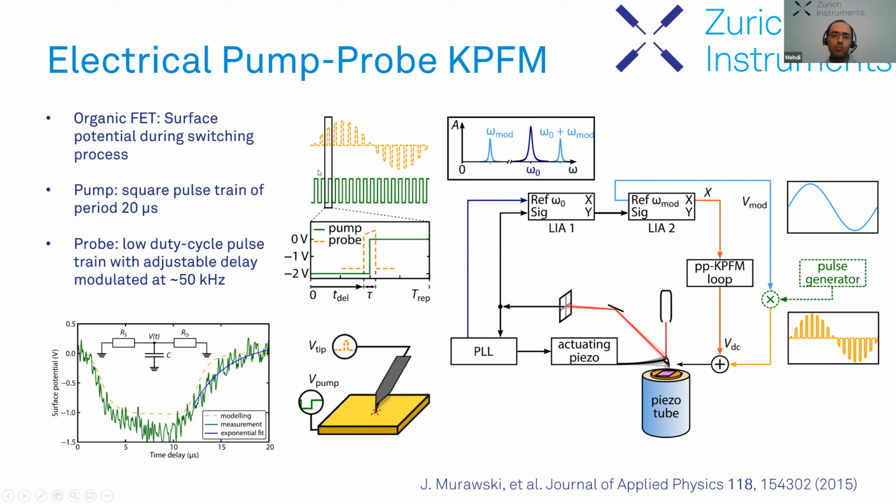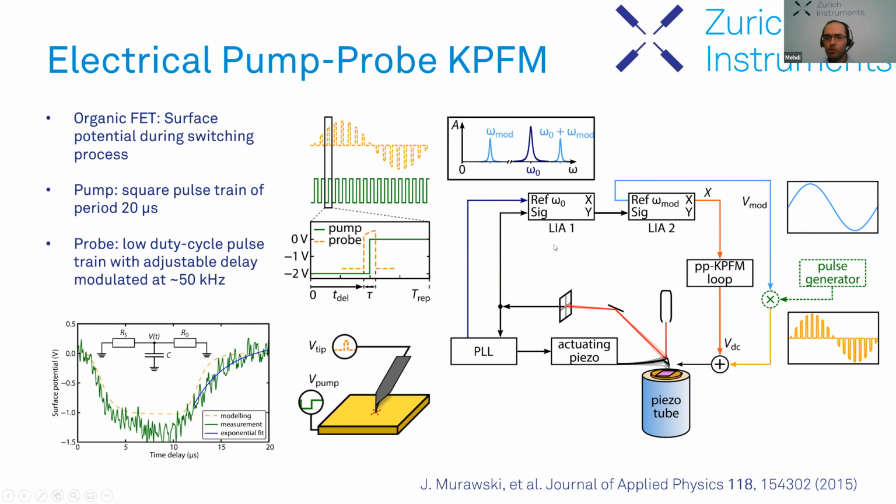So here there is a pump pulse with 50% duty cycle and a period of 20 microseconds, and also you have a probe pulse with usually a very low duty cycle, which is also modulated with, in this case, 50 kilohertz. So that's also one important aspect that we needed. Through the interaction, the signal that you finally measure has a component at the resonance frequency of the cantilever, and also sideband components at the frequency of the modulation of the probe. And this is the final signal that we are going to measure.